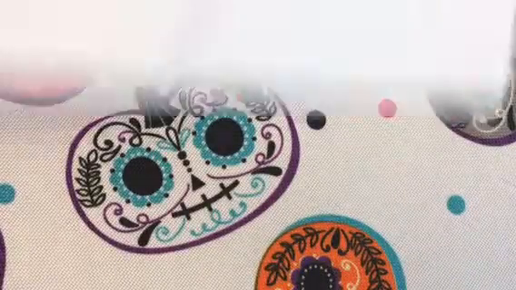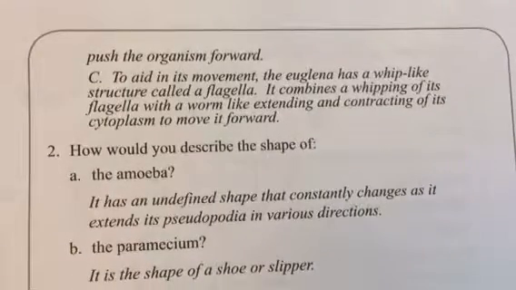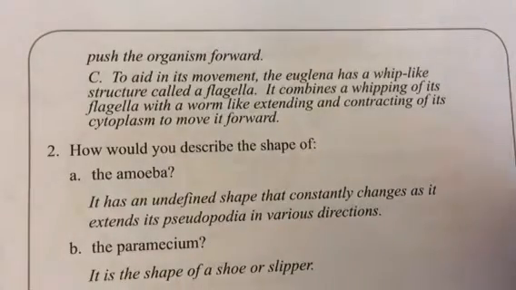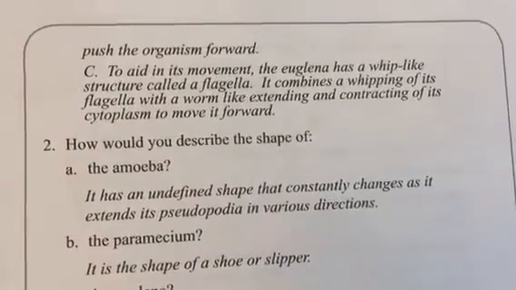So it moves by cilia. Again, the video I sent you will show you it moving. And C, the euglena has a flagella, which is a whip-like structure. It's like a little tail. So it combines a whipping of its flagella with a worm-like extending and contracting of its cytoplasm to move forward. We talked about that kind of inching along, but you can see that in the video that I sent you. We've got a euglena moving as well.